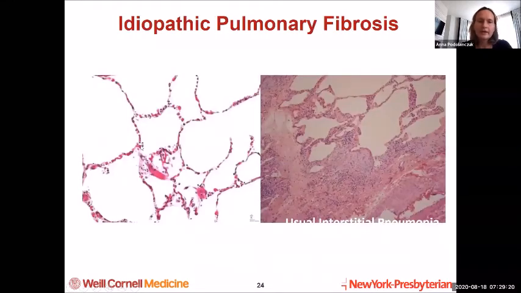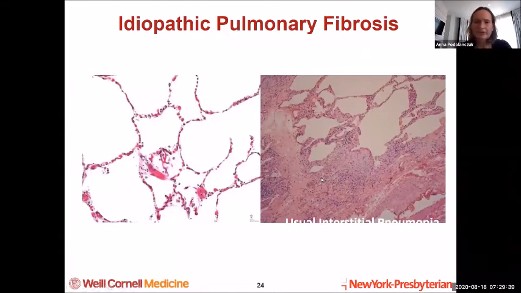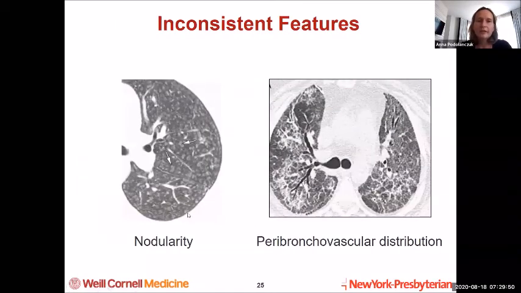And so again, here is another example of a UIP pattern, more severe, and you also have these areas called fibroblastic foci, which are areas of collagen deposition. And as you can see, it's very difficult to have normal gas exchange when you have this extensive fibrosis in the lung, which is why patients present with the symptoms of exertional hypoxemia, as well as dyspnea, shortness of breath, and cough.